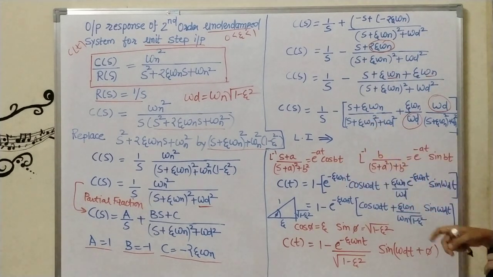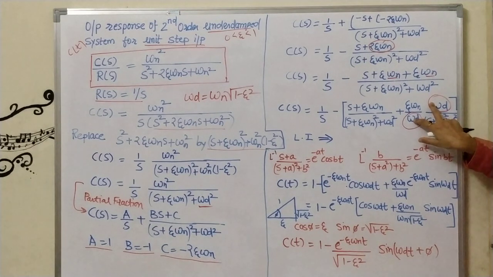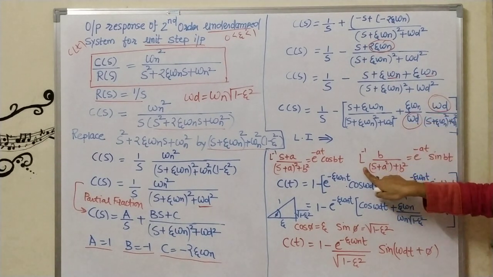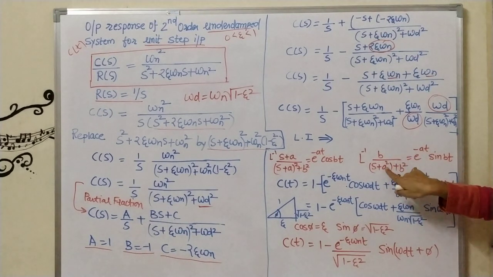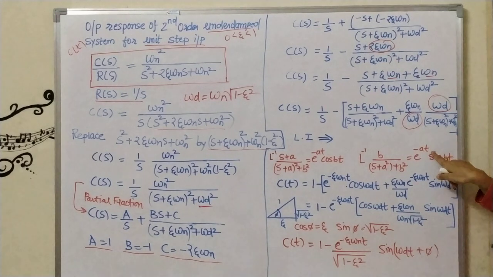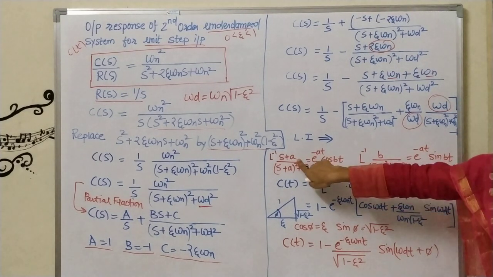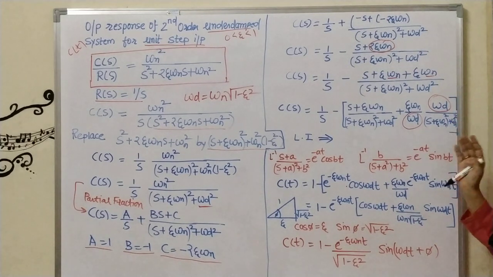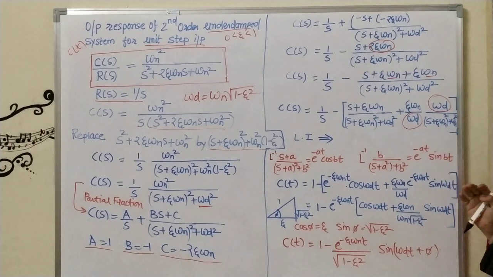Okay. Now see, this is the term which I have introduced here, but here we know that Laplace inverse of b upon s plus a square plus b square is equal to e to the power minus at sin bt. Okay, here we have the term s plus a, so this is cos bt. Here we have constant term, so this is sin bt. Now I hope you are getting why I have rearranged, because I have to take Laplace inverse.